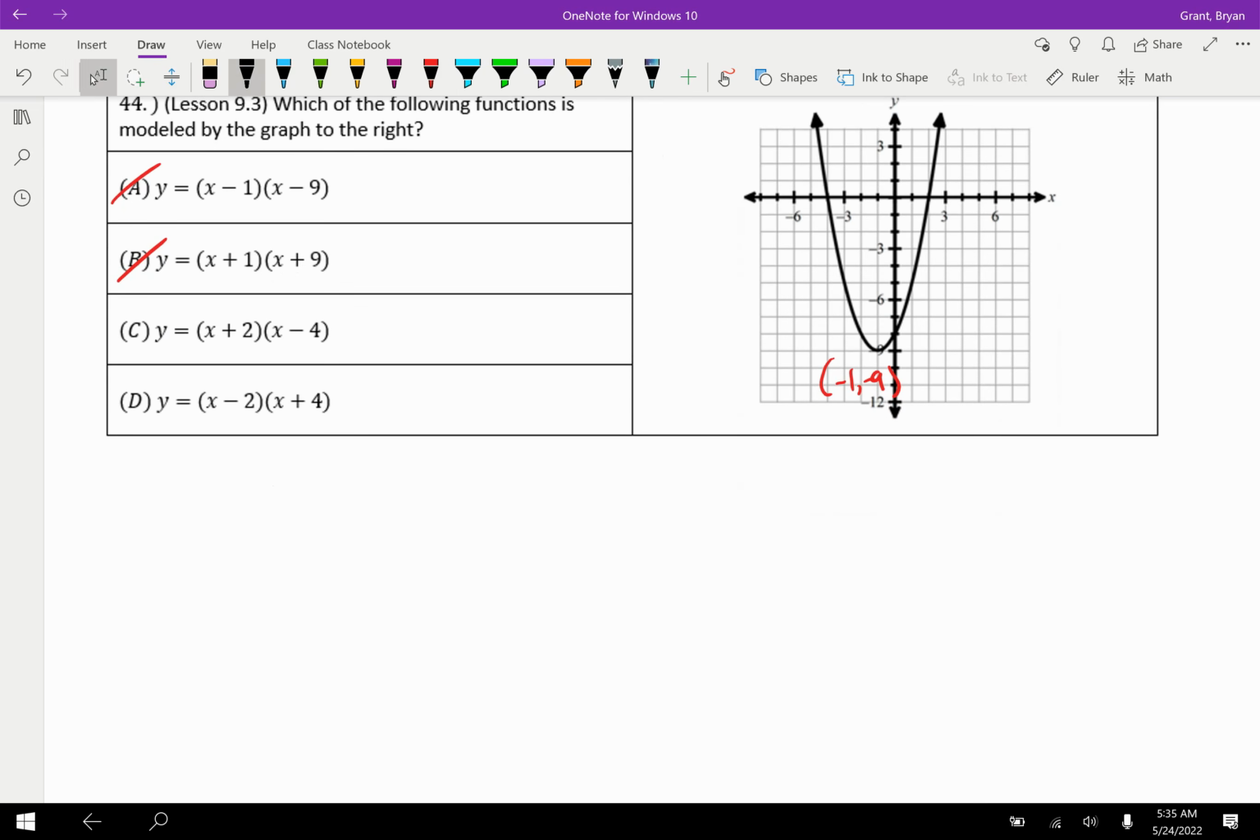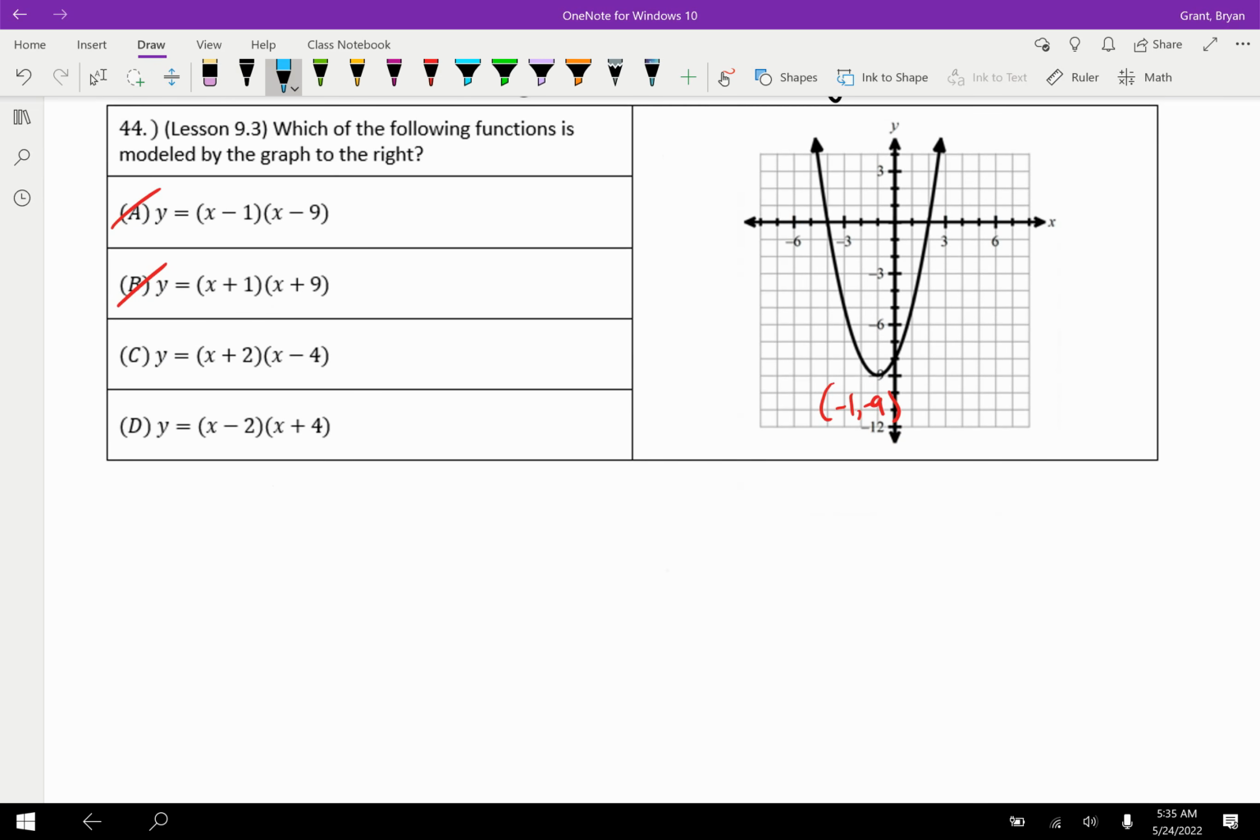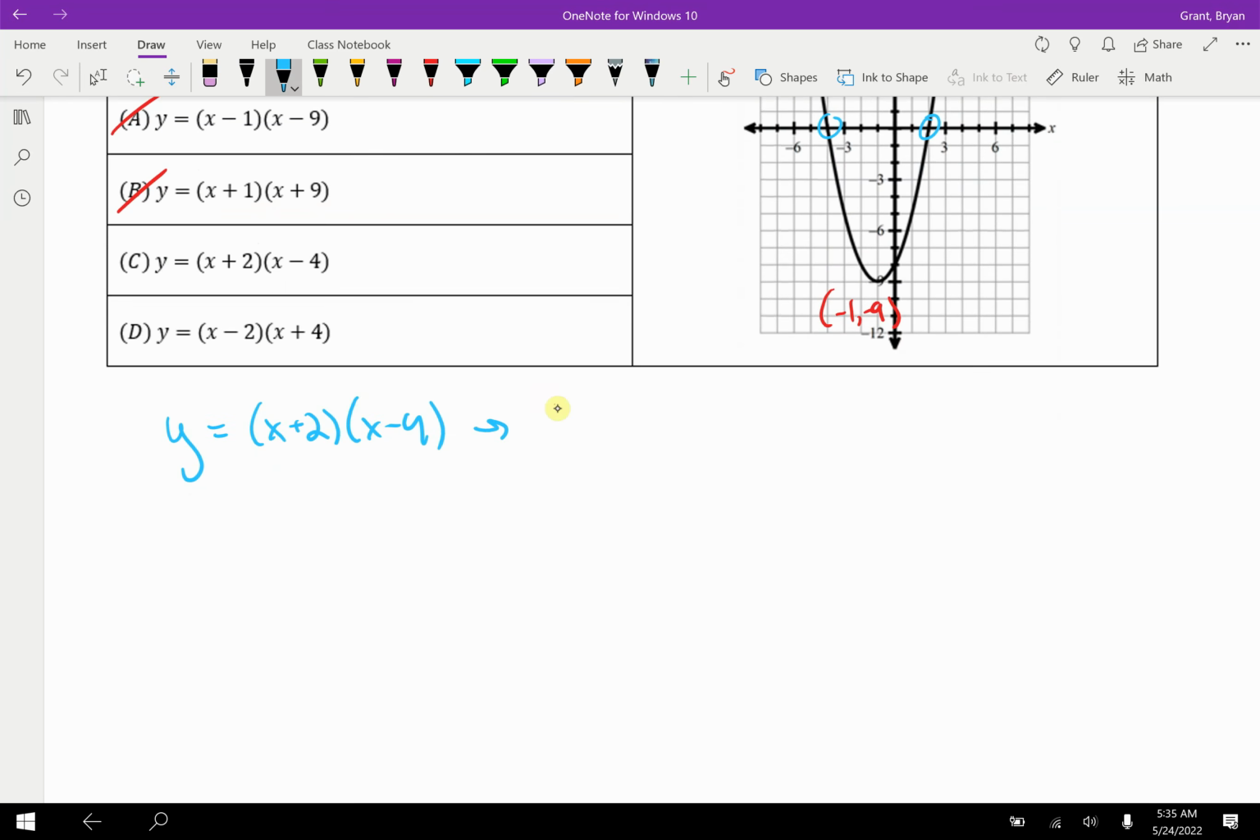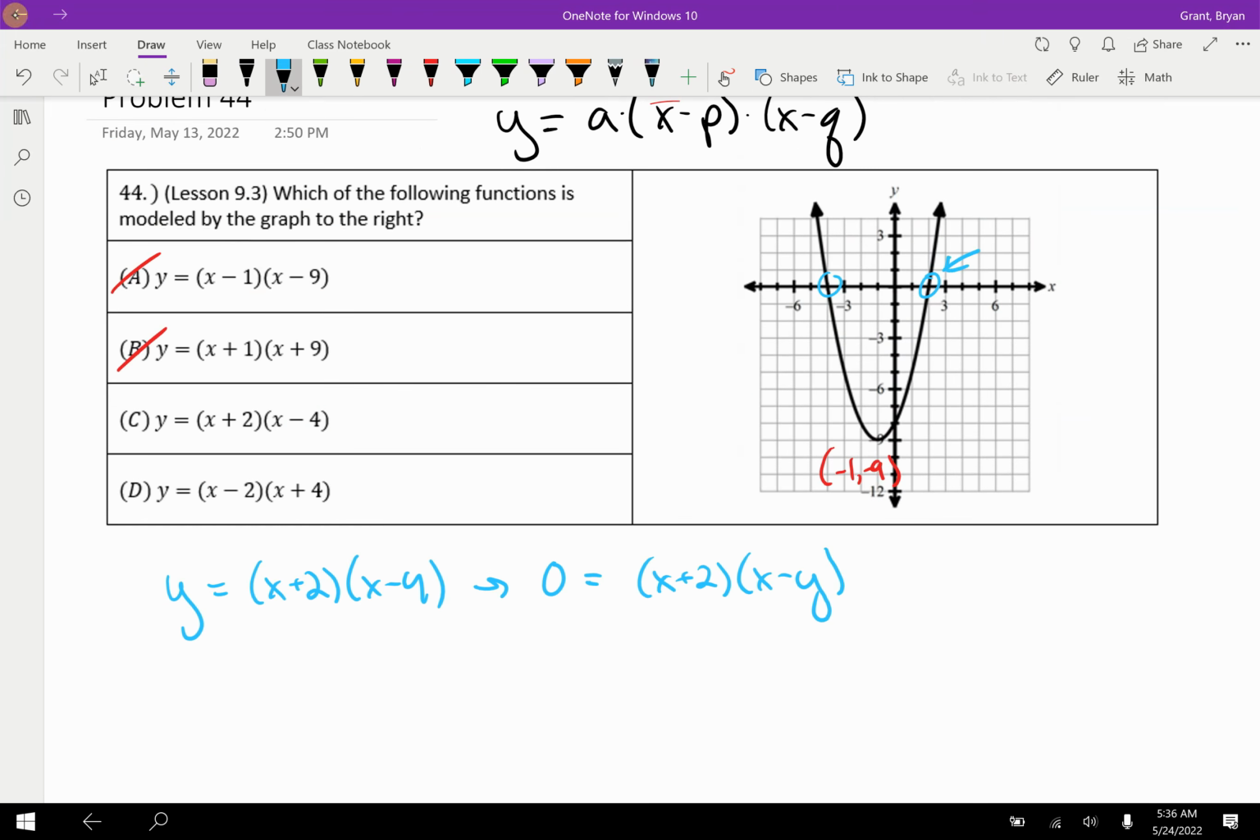Okay, so let's take a look at C, because it looks like 2, -4. C makes sense. So I'm going to start with y equals x plus 2 times x minus 4 and say, all right, let's get these x-intercepts. To get x-intercepts, we always replace the y with 0. And the reason, no pun intended, why we do that is because our first point here is 2, 0, and this point is -4, 0. Can you see that the y's for our x-intercepts are always 0? So we need to replace the y with 0.